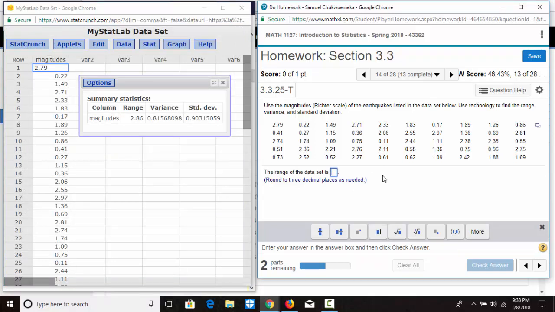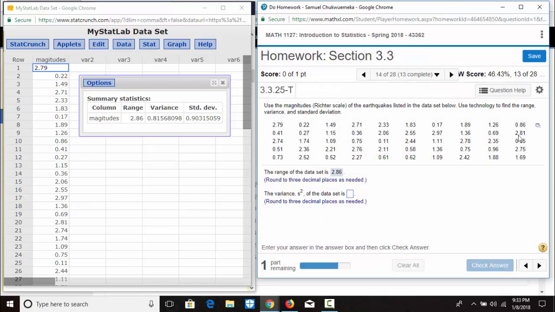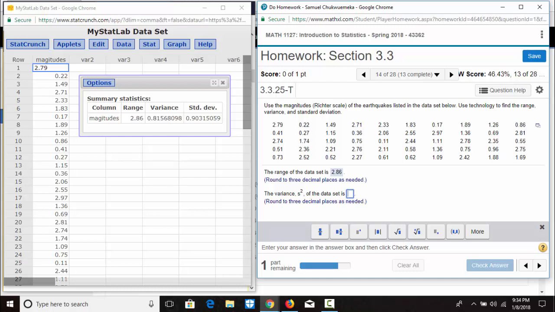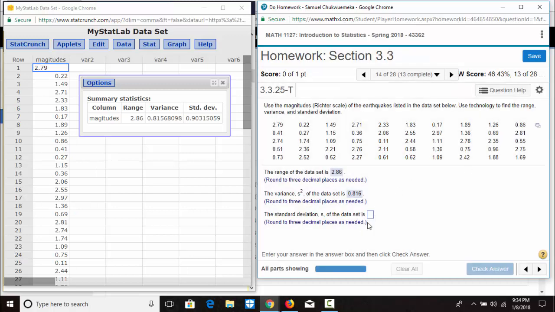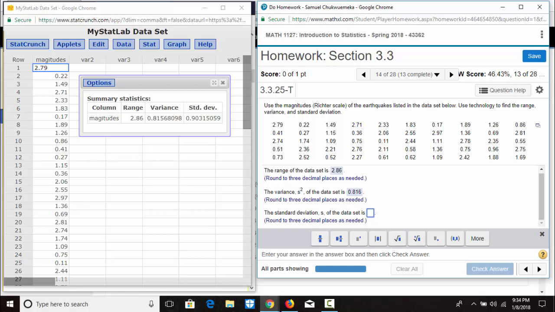So the range to 3 decimal places as needed is 2.86. The variance to 3 decimal places as needed is 0.816. The standard deviation to 3 decimal places as needed is 0.903.